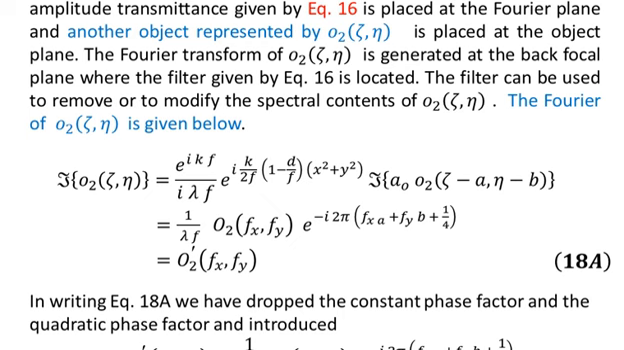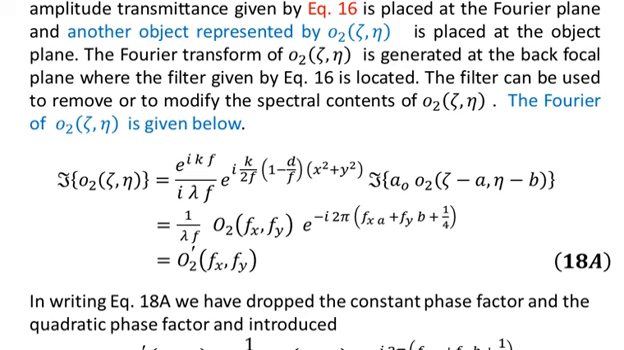We have the quadratic phase factor over here, which is related to the image plane coordinates x square and y square, and that is e to the power iota k over 2f, within the parentheses 1 minus d over f, and within the parentheses x square plus y square, and then the Fourier transform of the object O2.